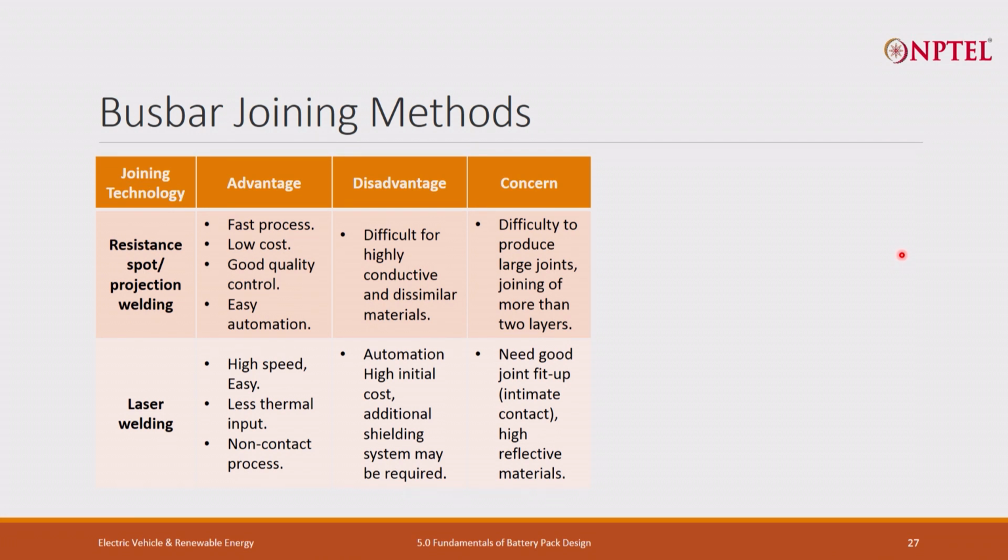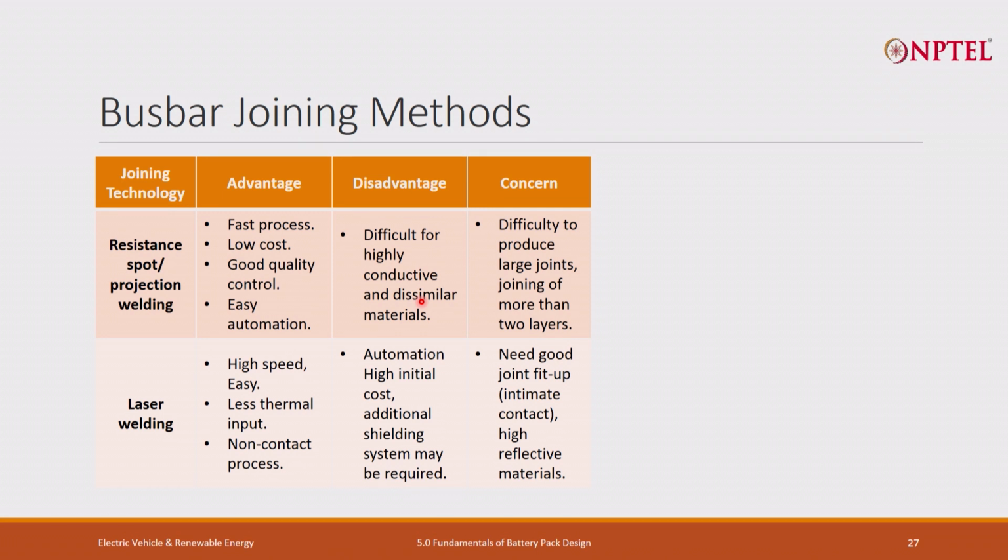The advantage of resistance or projection welding is that it is very fast, low cost, with good quality. I do not say great quality, good quality. You have good quality control, and it can be easily automated. It is difficult to weld very highly conductive materials, where you want very low resistance. Another difficulty is that very large joints are hard to make. You can do it, but then again you have to have a very large setup for such things.